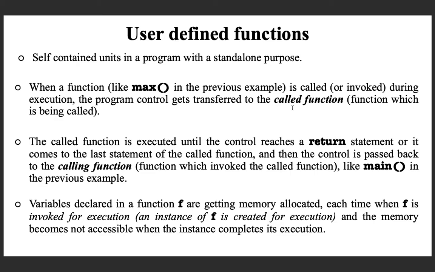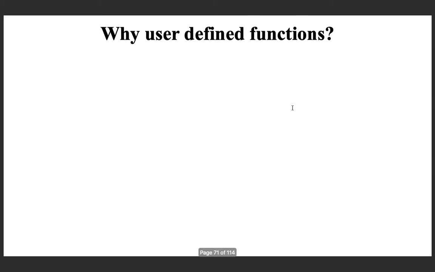Variables declared in a function f are getting memory allocated each time when f is invoked for execution. That means whenever you execute f, an instance of f is created for execution, and the memory becomes not accessible when the instance completes its execution. And these are what we have observed from that example function execution.